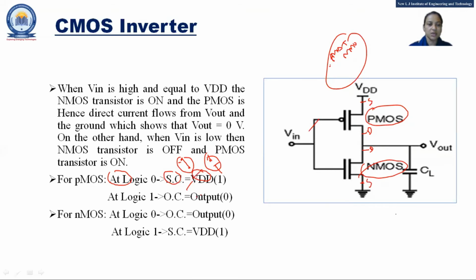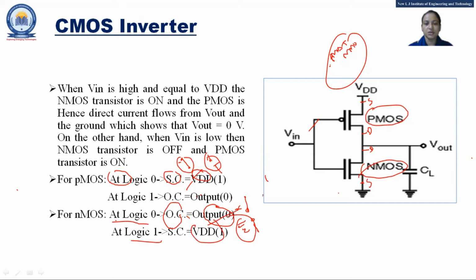here, you can see from the screen, for NMOS, if we apply logic 0, it becomes an open circuit, right? So the output will be 0 as it is connected to the ground, right? If we apply logic 1, it will be a short circuit, so the current will flow.